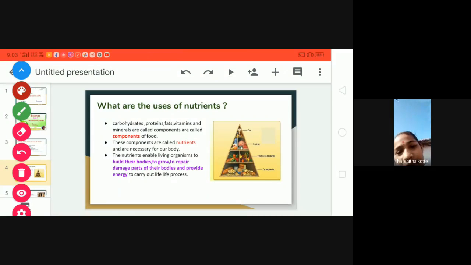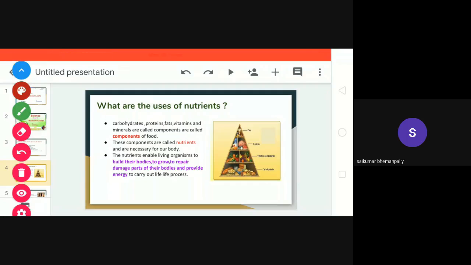Please mute yourself. So, water, carbohydrates, proteins, fats, vitamins, minerals are called components of food, right? And these components are also called nutrients. They are necessary for our body. It is very important. And what are the uses of nutrients? Can anybody tell? Sir, you can.